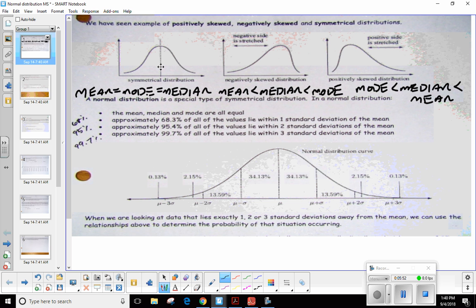IB doesn't have you use those decimals exactly. IB kind of changes it around a little bit. So you only have to worry about these 3: 68%, 95%, and 99.7%. The only decimal they require you to know for normal distribution is the 99.7. So what we're saying is within 1 standard deviation, we should be seeing 68% of all of my data below the curve.